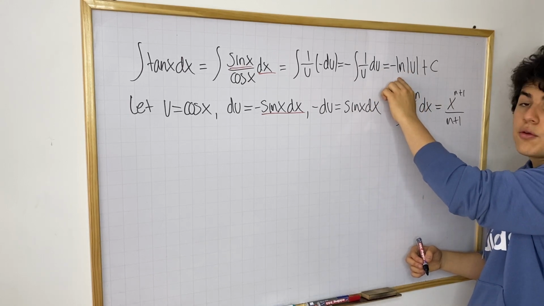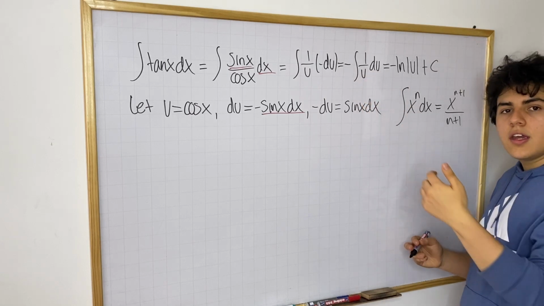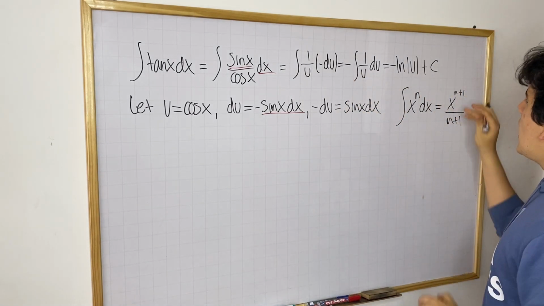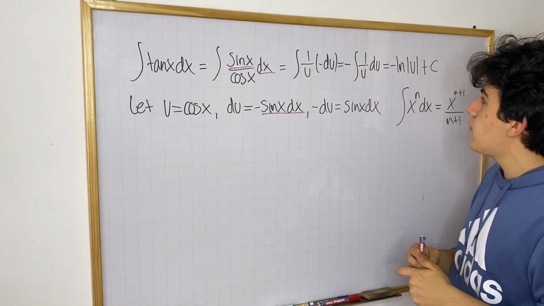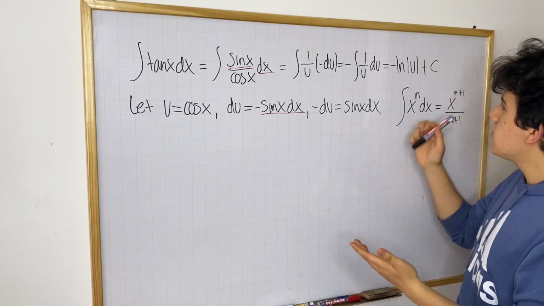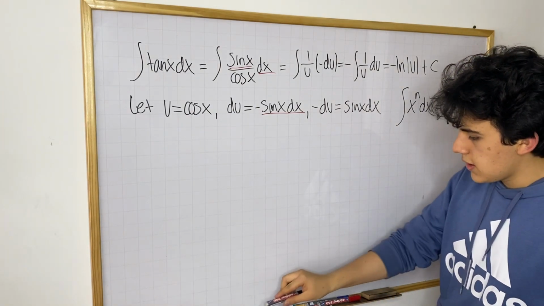Because remember, the derivative of ln u or ln x is 1 over u, okay? So this equation makes sense. And of course, you need to add the constant because when you differentiate, this constant will be lost. And you need to mention that there could be any constant c, okay?